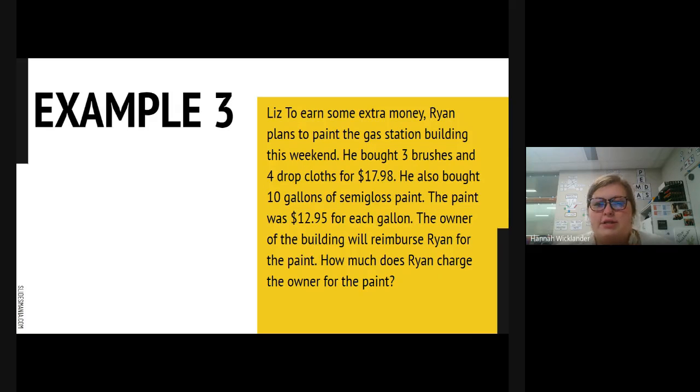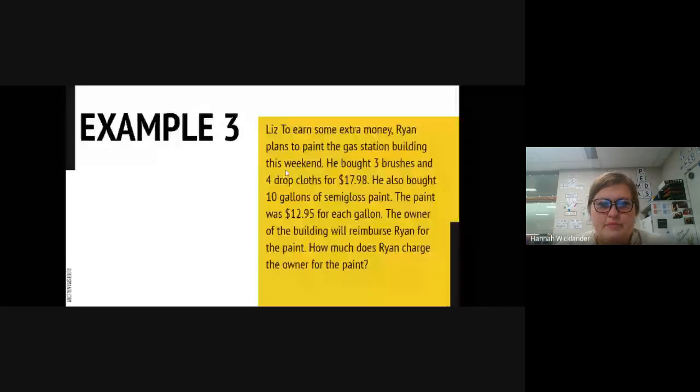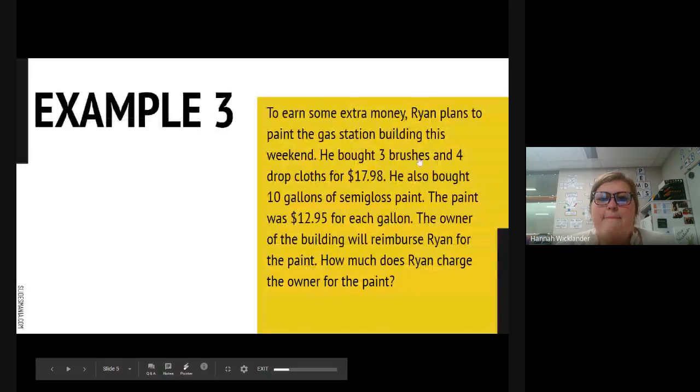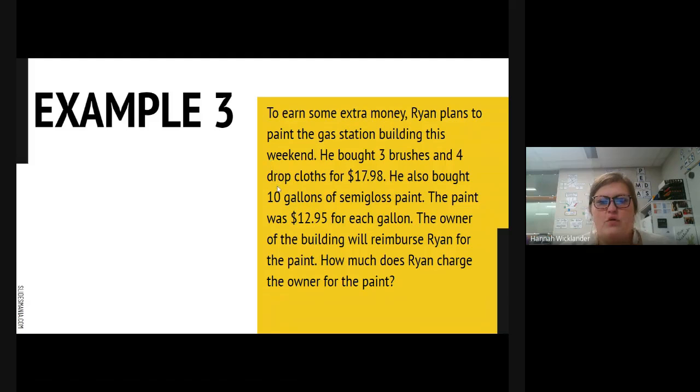So this one, to earn some extra money, Ryan plans to paint the gas station building this weekend. He bought 3 brushes and 4 drop cloths for $17.98. He also bought 10 gallons of semi-gloss paint. The paint was $12.95 for each gallon. The owner of the building will reimburse Ryan for the paint. How much does Ryan charge the owner for the paint?